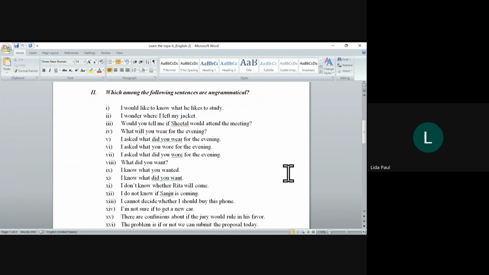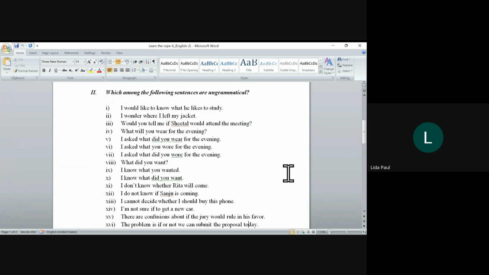So, if you are going to break down the sentence, what do you have? What's the subject of the sentence? I. The verb? Like, I would like. Would is a part of the whole, right? Would like to know. It's a verbal complex. So instead of one word as a verb, what you have here is a verb complex. So would like to know, the whole of that part, is your verb for the sentence, right? And what he likes to study is your object, which is basically your question clause.